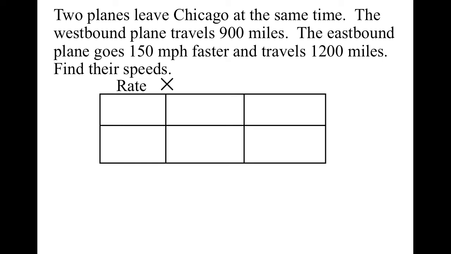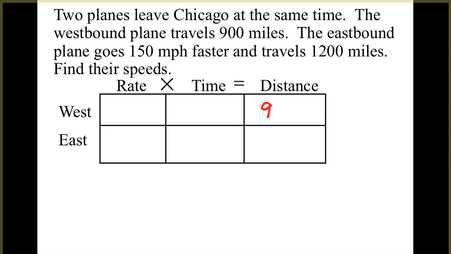So we have rate times time equals distance. I have a westbound plane and an eastbound plane. I like to fill in what I know first. I know for sure the west is going 900. I know for sure the east is going 1,200. Now, speed. Do we know their speed? Both unknown, so let's call them r. The difference is one of those is going a little bit faster than the other by 150 miles per hour. So we'll say the eastbound will be r plus 150. Now, what do we know about the time?